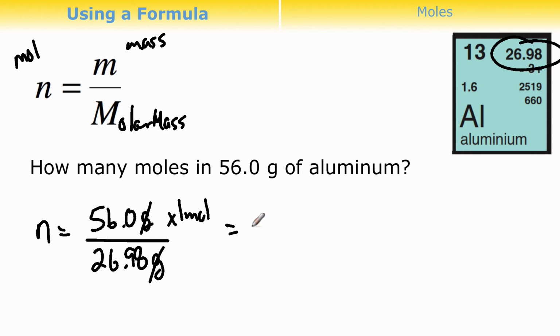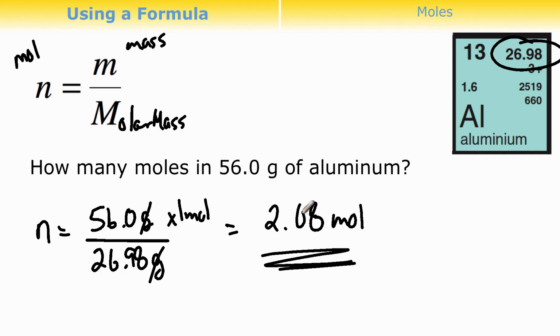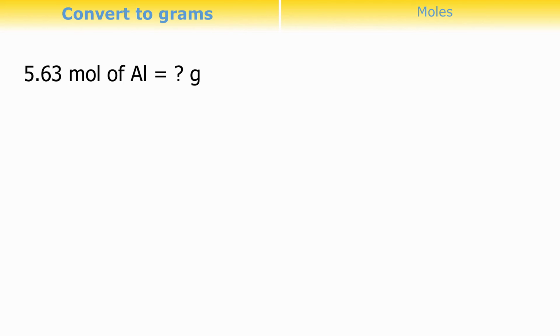It gives me, let's round this to 3 sig figs, 2.08 moles. So if I weigh some aluminum and I have 56 grams of it, that's the same as 2.08 moles of aluminum. Okay, so that'll help you convert between grams and moles. It'll convert from grams to moles.